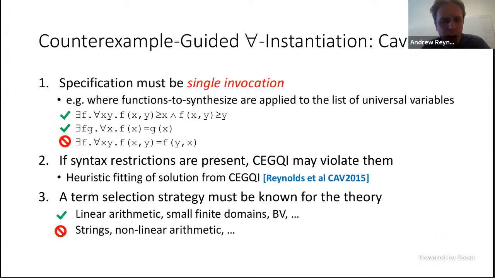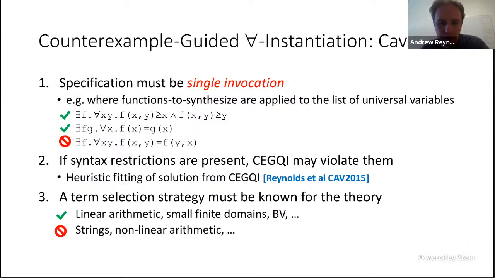However, there are quite a few caveats here. First of all, as I mentioned, the specification must be single invocation. So the functions to synthesize in your problem are applied to the list of universal variables. This max example works. You can have multiple functions as long as they're applied to the same arguments. But for more complicated conjectures, like saying that a function is commutative, this technique is not applicable.